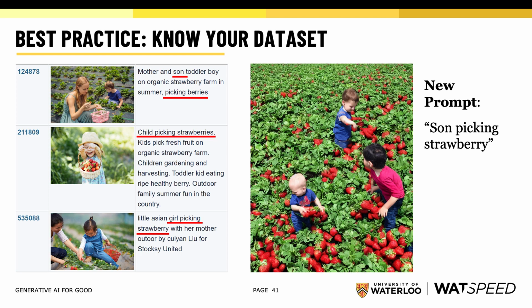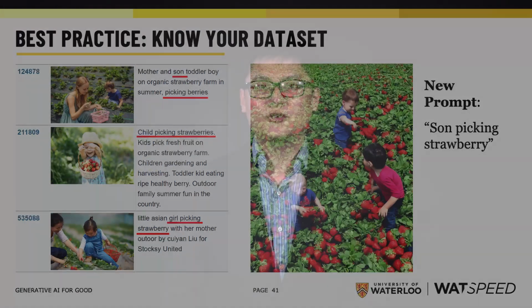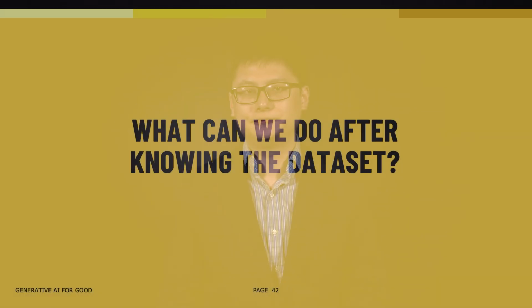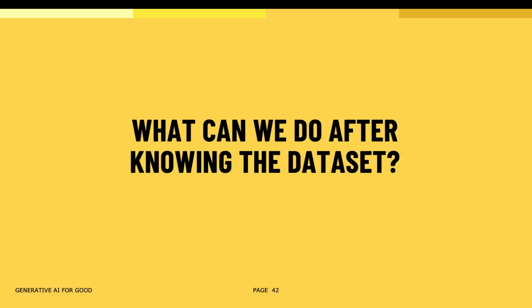It's much better, right? So this example perfectly demonstrates my first suggestion for best practice using generative AI: you need to know your dataset well. Then our next question is, what do we do after knowing the dataset? Some of you probably have experienced this. The model is not generating what you want. So how can we fix that?